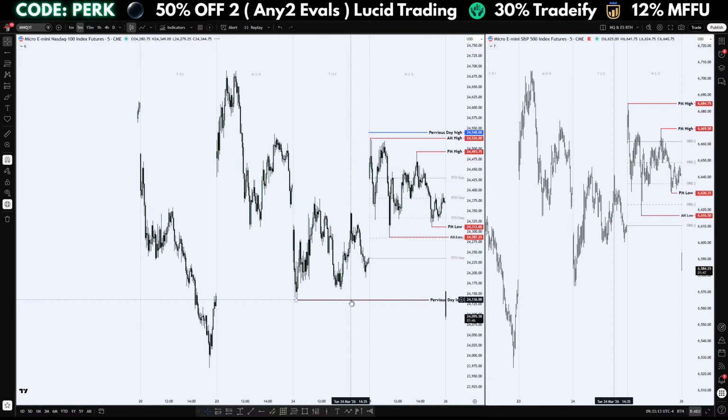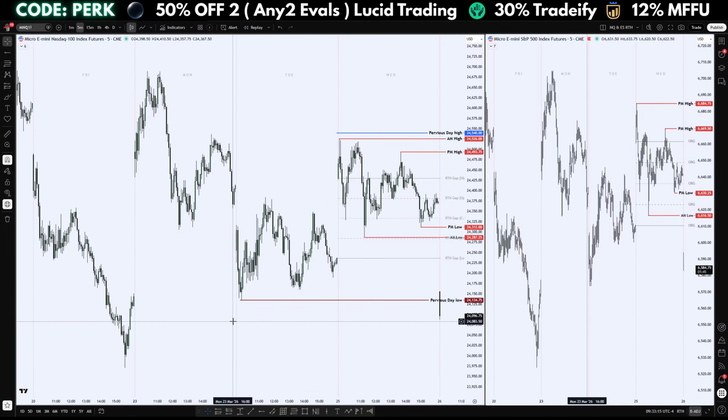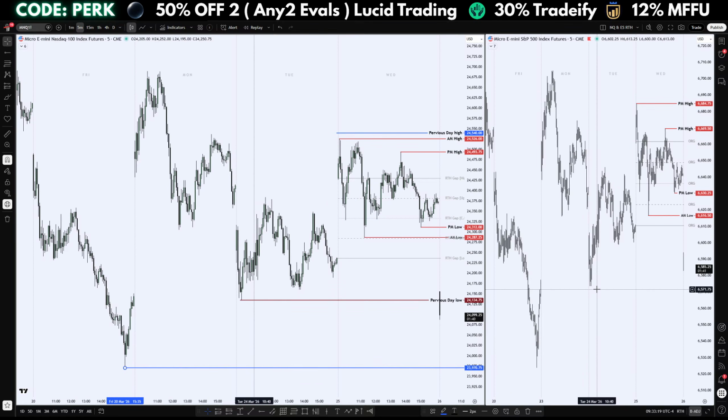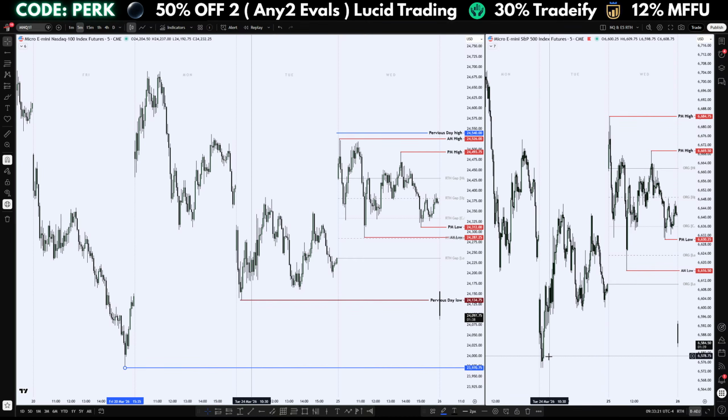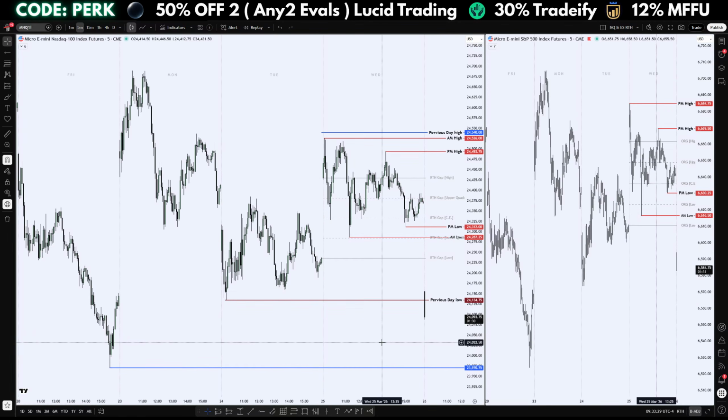And also let's check the RTH chart, and if you see this low, the Nasdaq has taken out this low, but the ES has not taken it out. And this is the first, second, and third day. This was the 3 days look back candle liquidity.